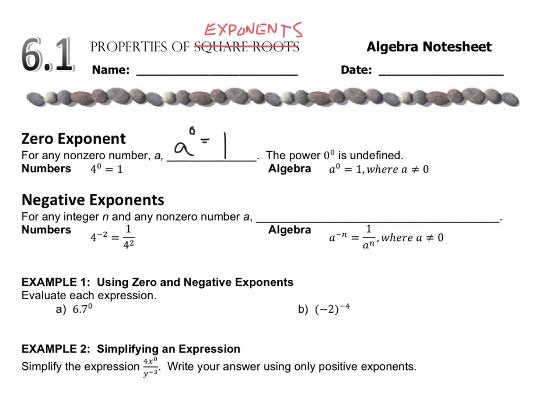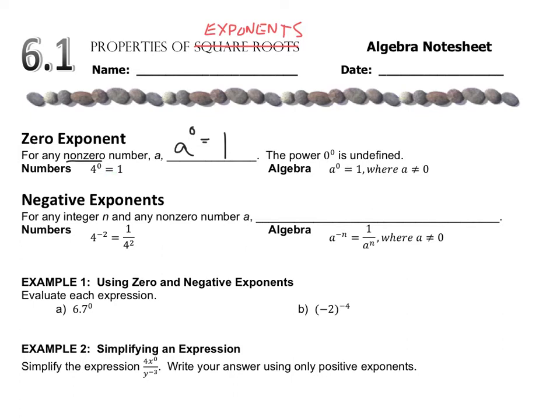One of the problems we run into with the zero exponent is people want to say that anything to the 0, thinking of it as times 0, makes the answer 0. But a to the 0, as long as it's a non-zero number, the answer is always 1. So for example, 4 to the 0 power is 1. It's not 0, it's not 4, it's 1.